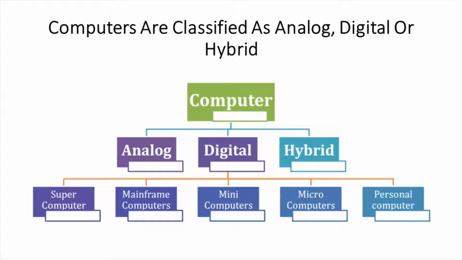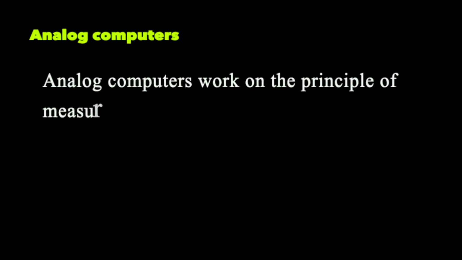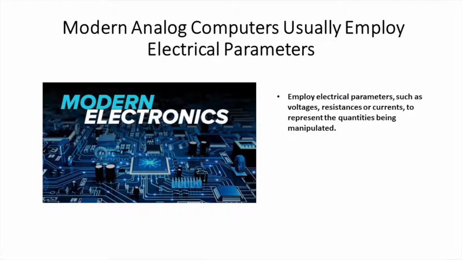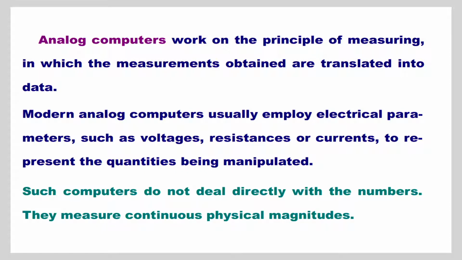According to data handling, computers are classified as analog, digital or hybrid computers. Analog computers work on the principle of measuring, in which the measurements obtained are translated into data. Modern analog computers usually employ electrical parameters such as voltages, resistance or currents to represent the quantities being manipulated. Such computers do not deal directly with numbers, they measure continuous physical magnitudes.